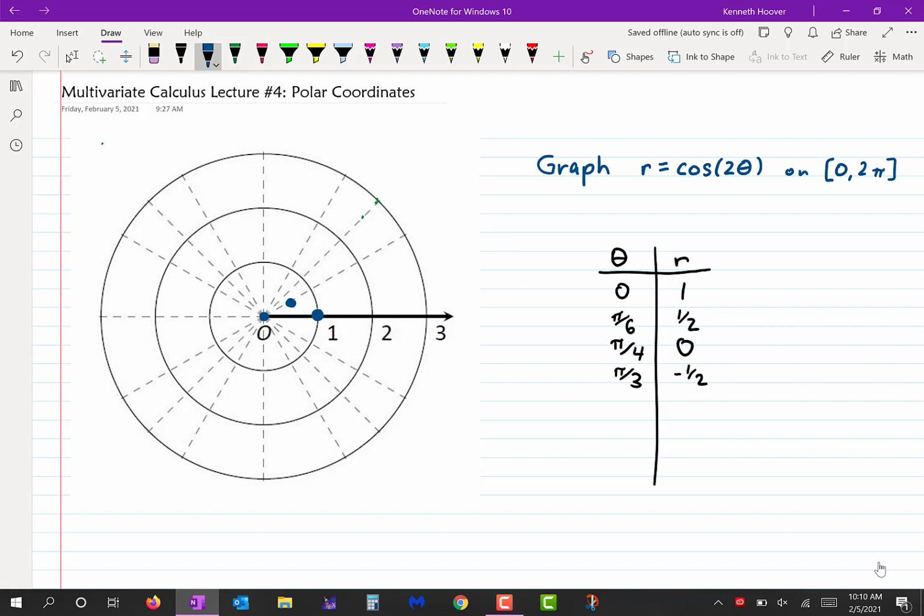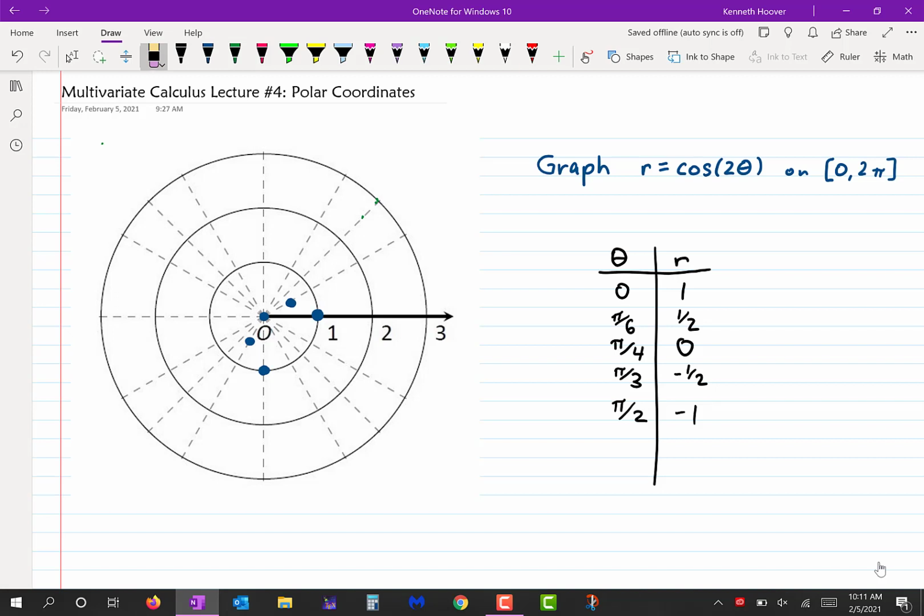Okay, then we have pi over 3, negative 1/2. So here's the pi over 3 line to help me. I go a distance of negative 1/2. That's going to be right here. Okay. And then what should I do next? Let's do pi over 2. r would be the cosine of pi, which is negative 1. So pi over 2 right there. We go a radial distance of negative 1, that's going to put me right there.